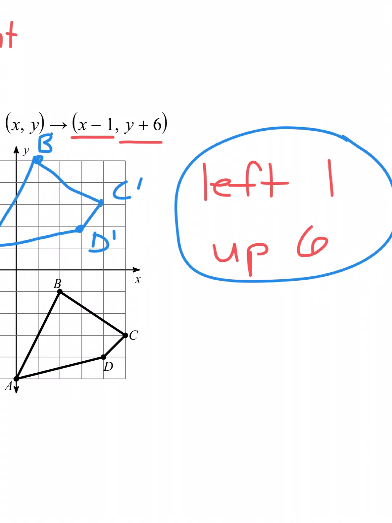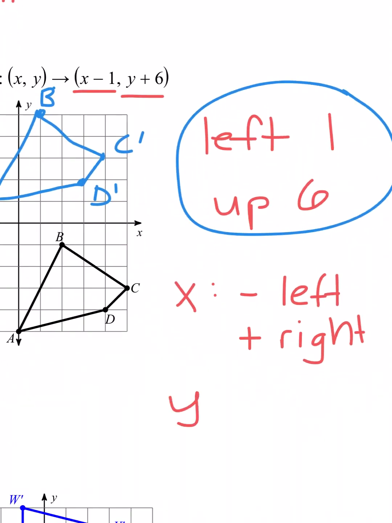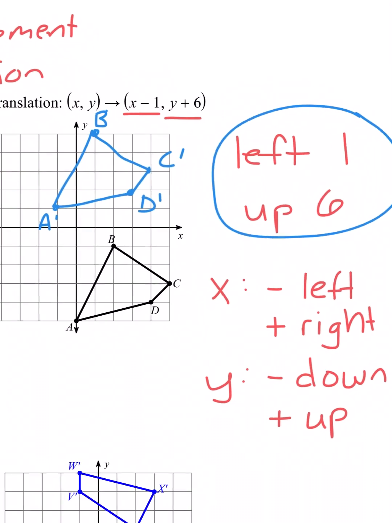Okay, some little notes for you to write down. X, if it's negative, it goes left. If it's positive, it goes right. And then Y, if it's negative, which direction does it go? Y goes down. If it's positive, it goes up.